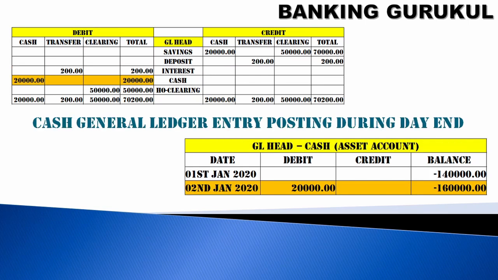And general ledger entry posting during day end for cash. If you see the cash, cash is 20,000 debited. So always an asset will be a debit balance. Previously 1,40,000, now we have debited 20,000. So it has become debit 1,60,000.